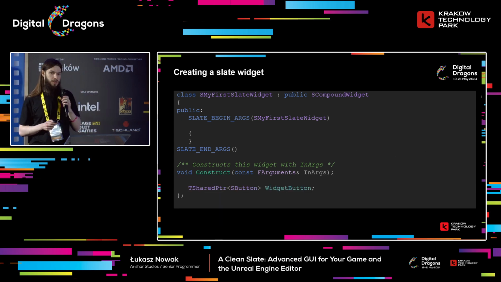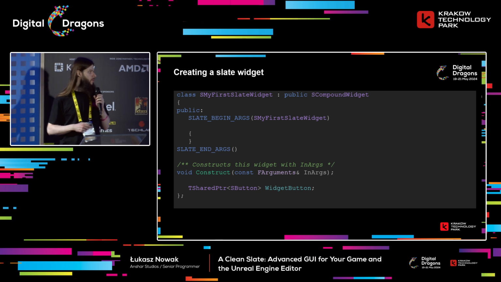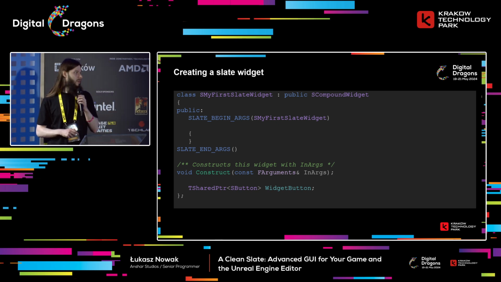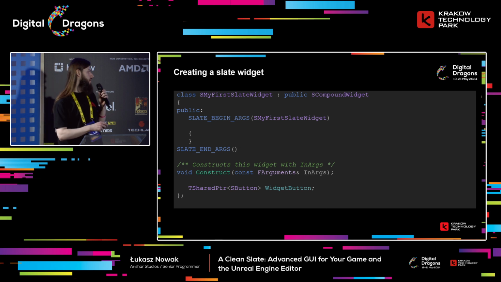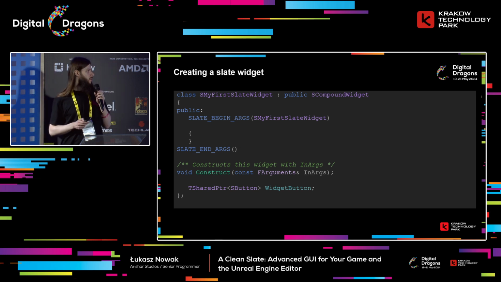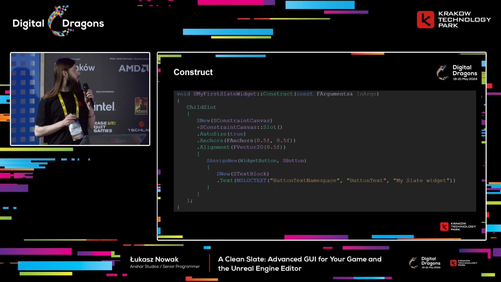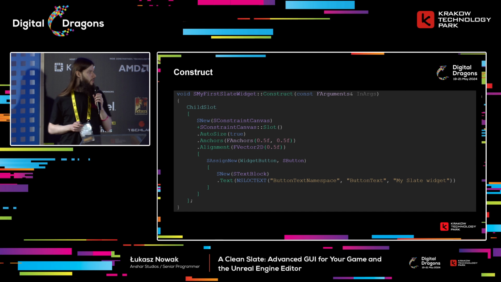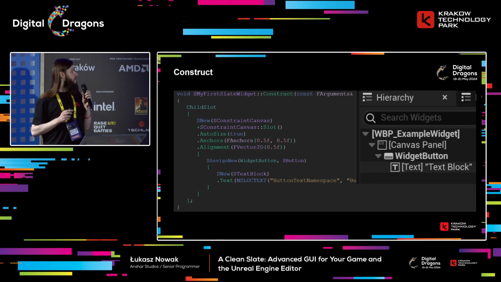I want to have easy access to the button I will create in a bit, so I just declared a field of the class of type smart pointer, shared pointer to a button. So let's just create it. Okay. The construct function looks really simple, but it's also really confusing. So what is happening here?